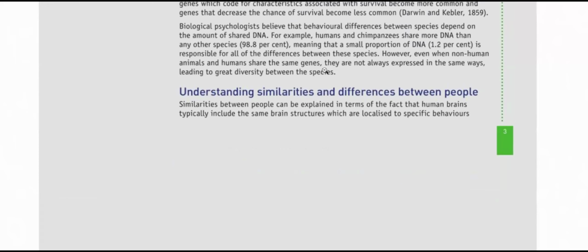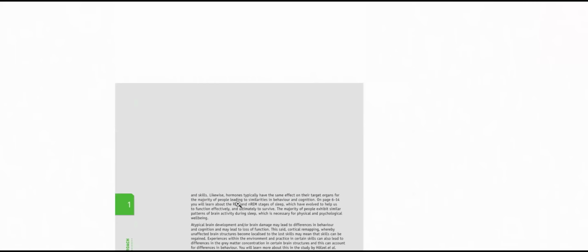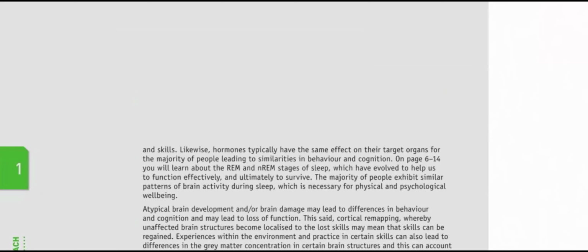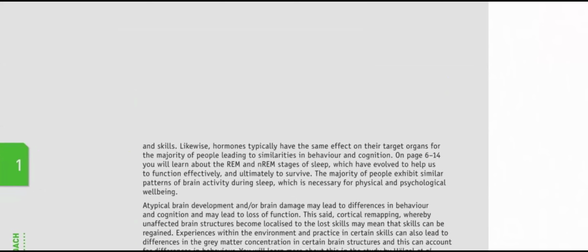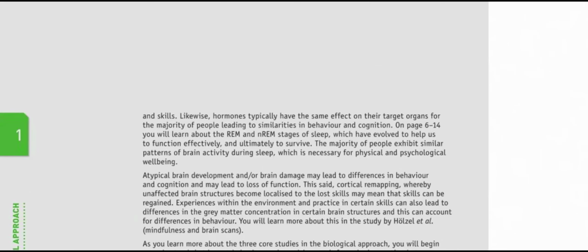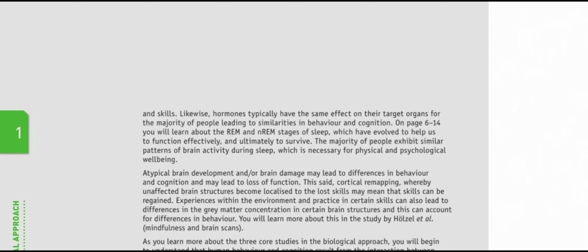Understanding similarities and differences between people. Similarities between people can be explained in terms of the fact that human brains typically include the same brain structures, which are localized to specific behaviors and skills. Likewise, hormones typically have the same effect. So they're saying for similarities, you should know that the brain has the same structure for everybody, almost everybody. Hormones usually have the same effect on most people, like in behavior and cognition. You will learn that NREM and REM stages of sleep is something that everybody has. So there's two stages of sleep, there's REM stage and there's NREM stage. I'll explain later because that's the first study. So everybody has that. So these are all similarities between people.